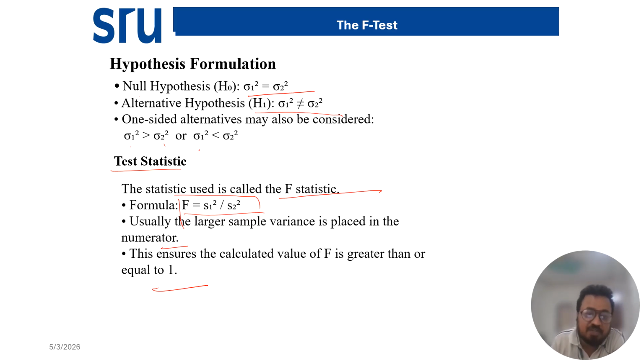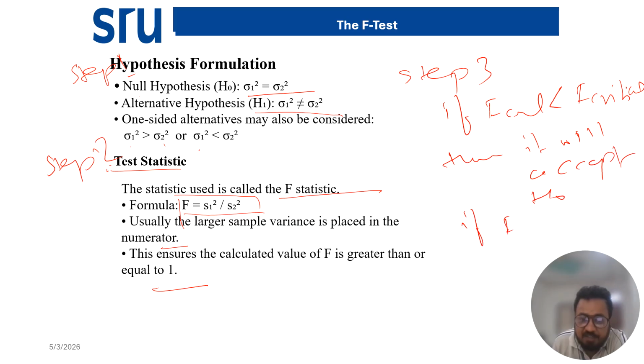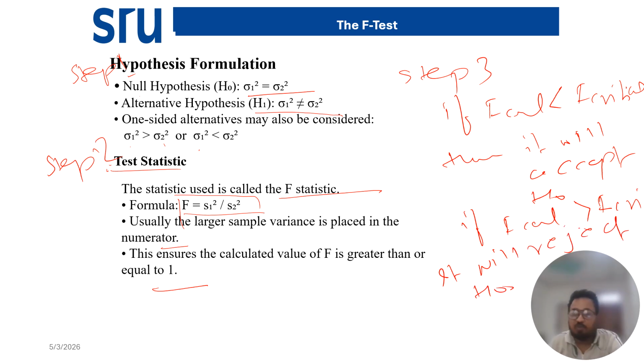In step 1, we determine the hypothesis. In step 2, we find the test statistic. And in step 3, if the F calculated value is less than the F critical value, which can be obtained from the F distribution table, then we accept the null hypothesis H naught, and if F calculated is greater than F critical, in that situation we reject the null hypothesis H naught.